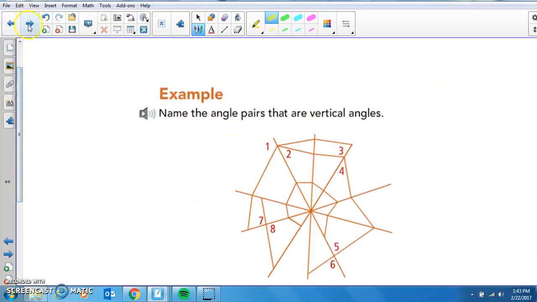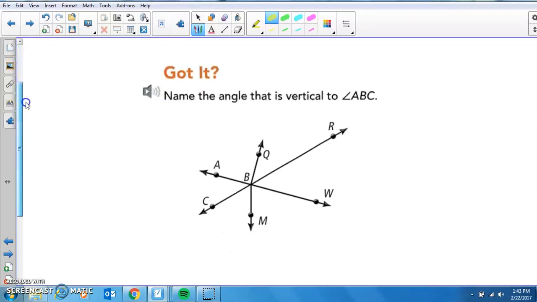I'm going to actually skip this one, so don't worry about that. Okay? Name the angle that is vertical to ABC. So if you will, figure out what angle is vertical to angle ABC, which means it's going to be across from it.